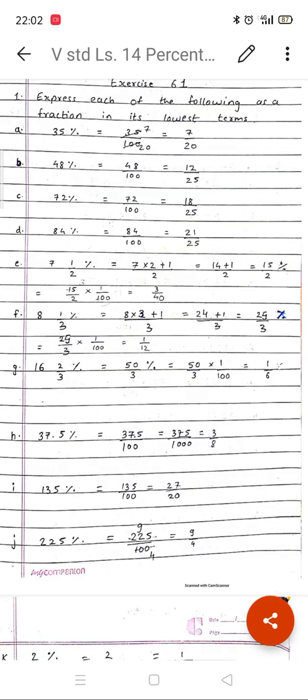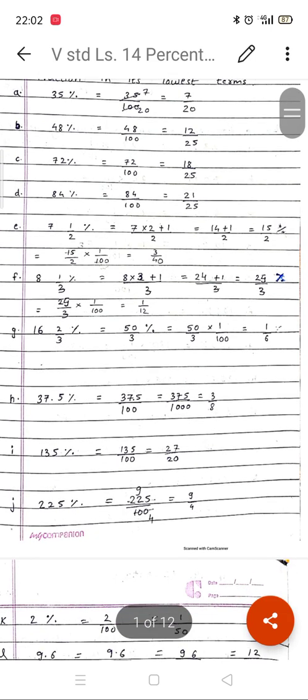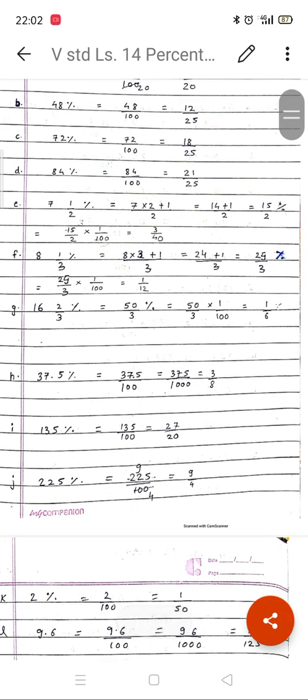Now, B, C and D are similar to A. Let's move on to E, that is 7 1 upon 2%. Now, over here we have a mixed fraction. So, how do we solve it? We will do 7 multiplied by 2 plus 1 divided by 2. That is equals to 14 plus 1 divided by 2. It gives us 15 upon 2%.